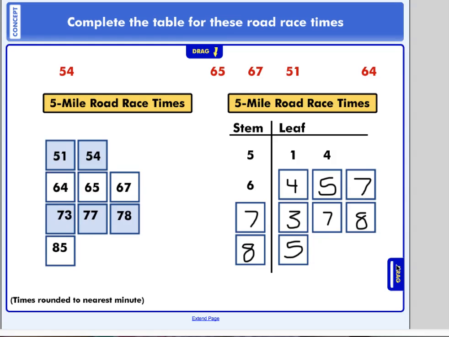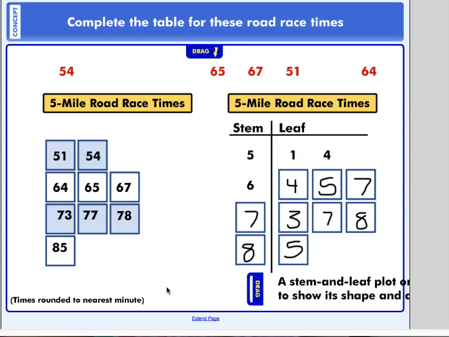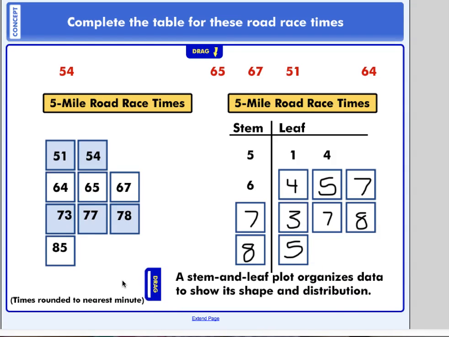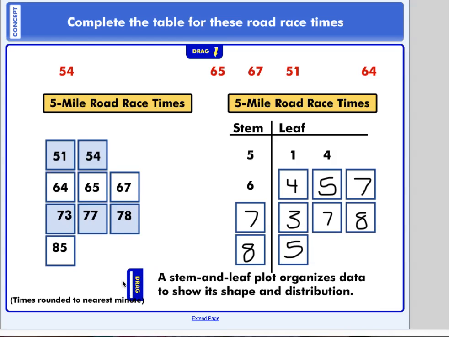Do you see how those numbers are represented? A stem and leaf plot organizes data to show its shape and distribution. We can see which stems are longer, which tells us where the bulk of the results were. In this case, most of them were in the 60s and 70s. It also shows us our outliers. We can see that 85 is kind of an outlier because it's quite a bit higher than the rest of the numbers.